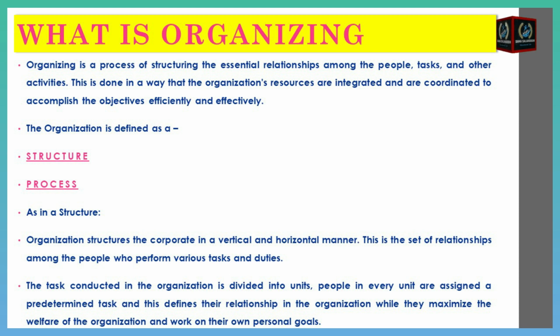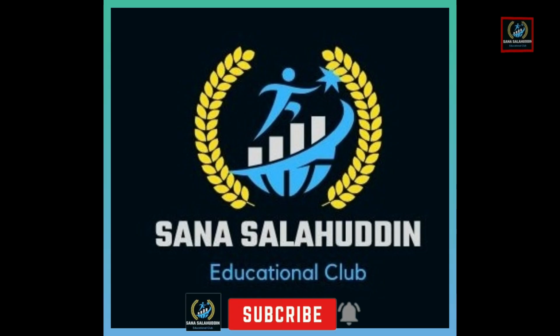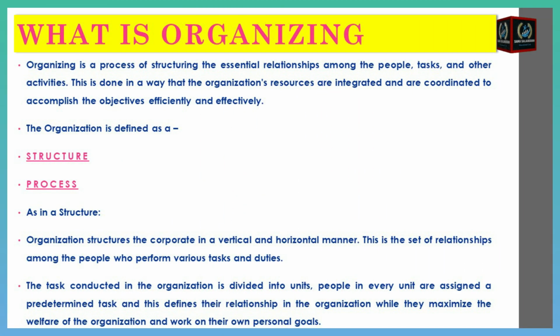This is done so that the organizational resources are integrated and coordinated to accomplish the objectives effectively and efficiently. The organization is defined as a structure and a process. I must say that organization structures incorporate a vertical and a horizontal manner. This is the set of relationships among the people who perform different tasks and responsibilities.